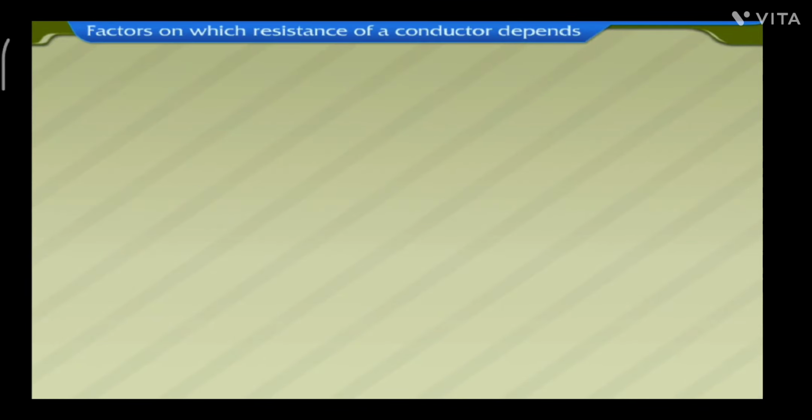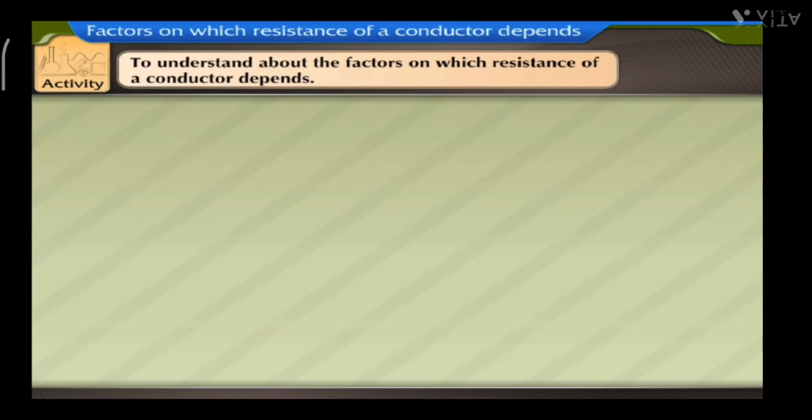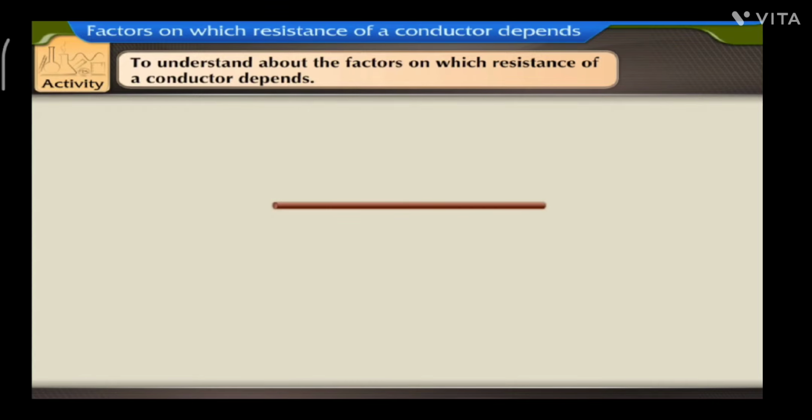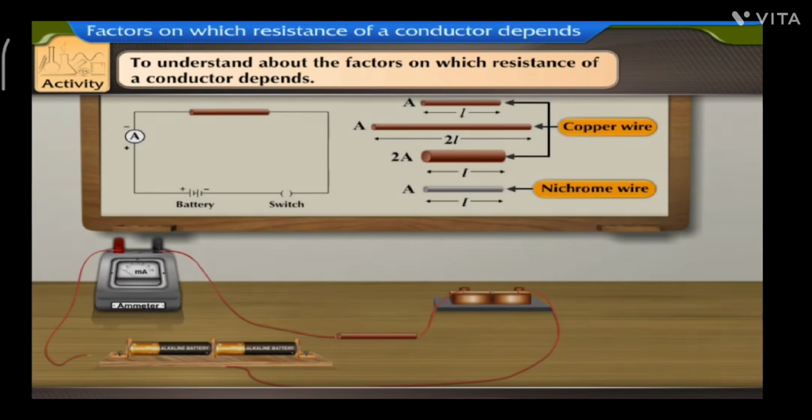Let us perform a simple activity to understand the factors on which resistance of a conductor depends. Let us take a thin copper wire of length L. Connect one of its ends to the negative terminal of a battery. Connect its other free end to the positive terminal of the battery through a switch and an ammeter.